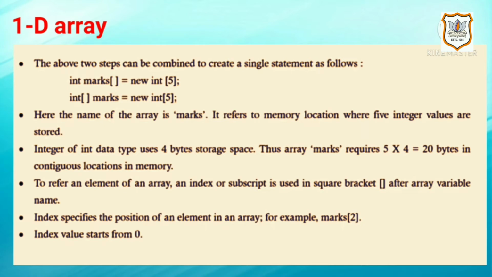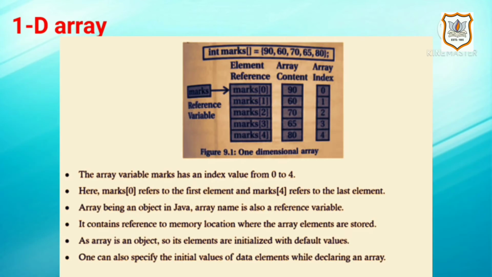To refer to an element of an array, we use index or subscript in a square bracket after array variable name. Index specifies the position of an element in an array. For example, marks[2]. Index value starts from 0. In this image, the array variable marks has an index value from 0 to 4. Here marks[0] refers to the first element and marks[4] refers to the last element.